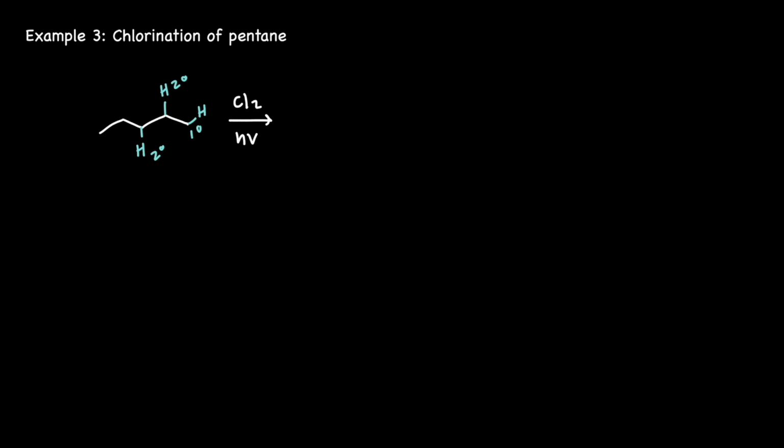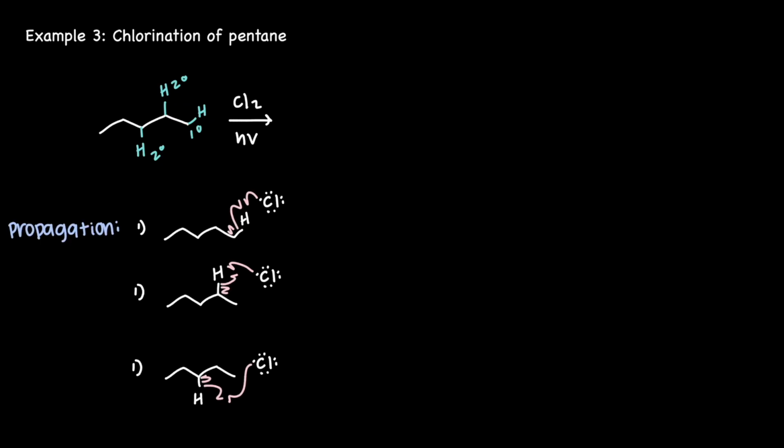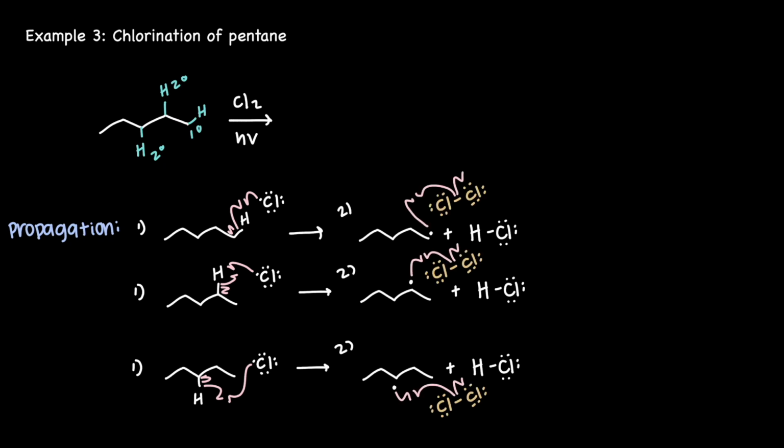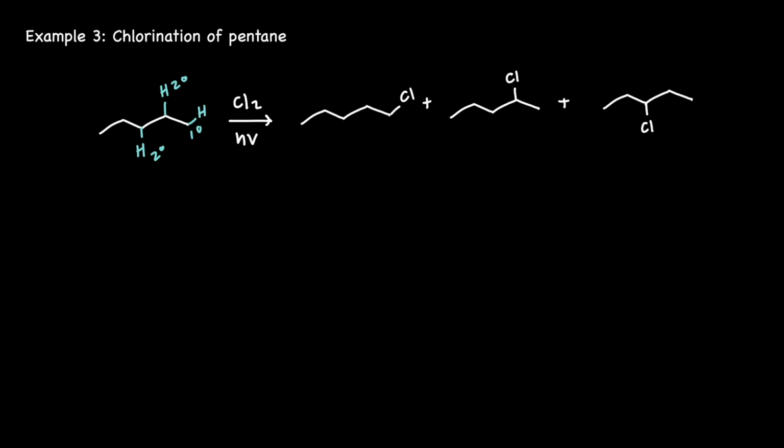Next, let's look at the first propagation step. A chlorine radical can abstract a hydrogen from the first carbon, the second carbon, or the third carbon. Each pathway produces a different radical intermediate. For the second propagation step, each radical reacts with chlorine gas to form a carbon-chlorine bond and regenerate another chlorine radical. Looking at the products, 1-chloropentane, 2-chloropentane, and 3-chloropentane are all formed. Because chlorine is relatively unselective, all three products are obtained.